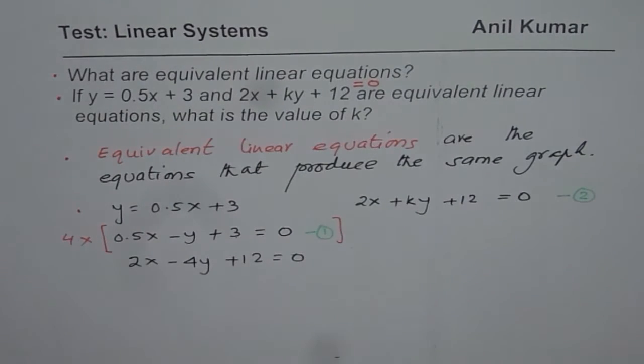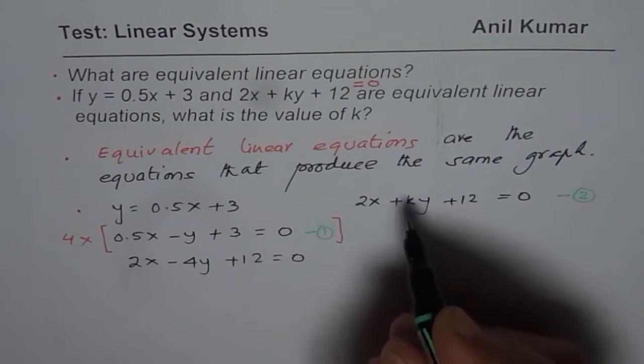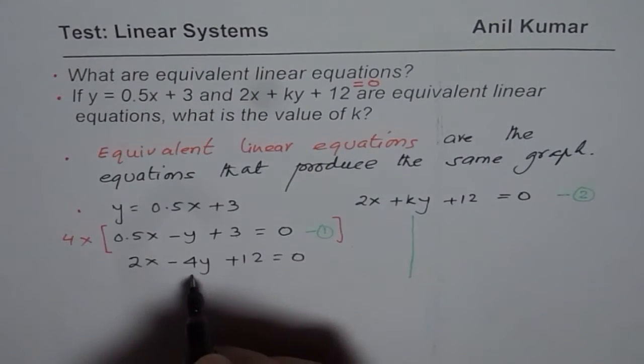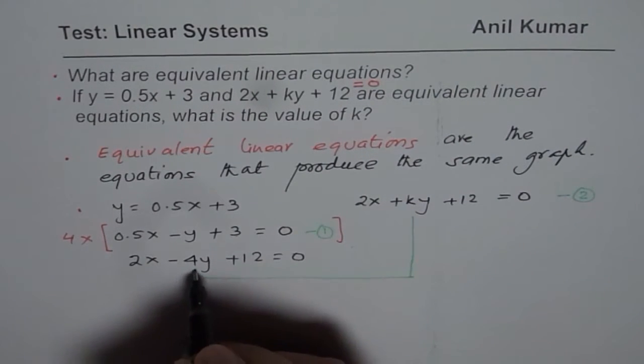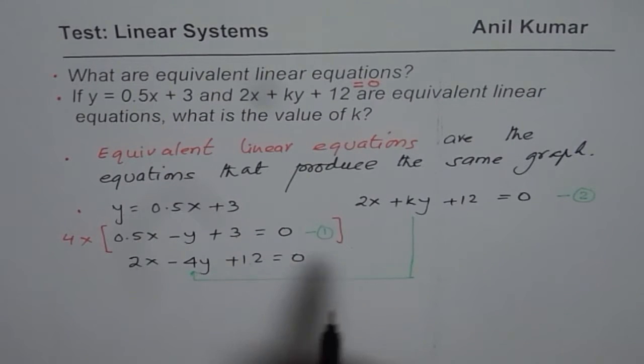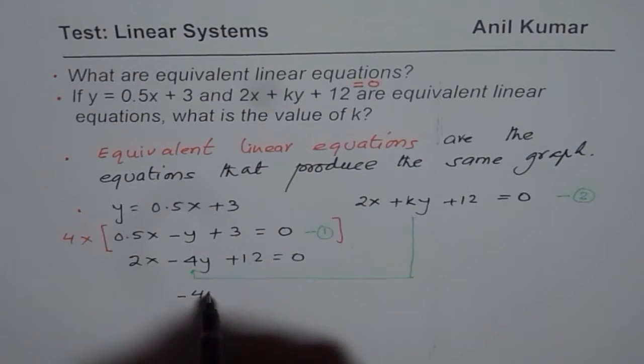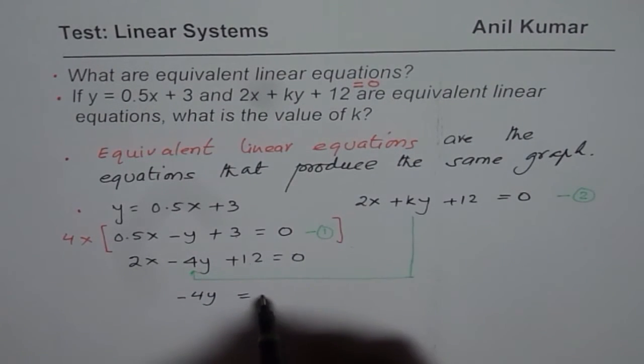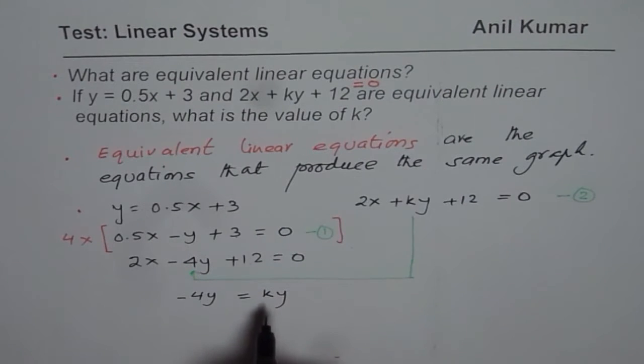Now if you compare these two equations, what do you notice? 2x and 2x are same, 12 and 12 are same. For them to be equivalent equations, minus 4y should be equal to ky, correct? And that gives you the answer that k is equal to minus 4, correct? So that becomes the solution for the given question.